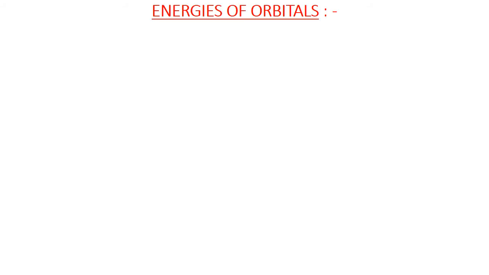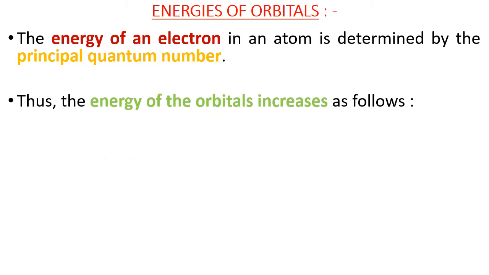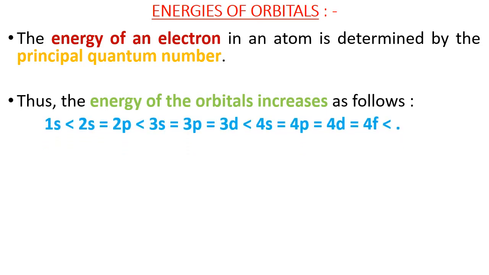Now let us discuss the energies of orbitals. The energy of an electron in an atom is determined by the principal quantum number, that is n. Thus, the energy of the orbitals increases in the following order. 1s has lesser energy than 2s and 2p, which have lesser energy than 3s, 3p and 3d orbitals, which have lesser energy than 4s, 4p, 4d and 4f orbitals, and so on.